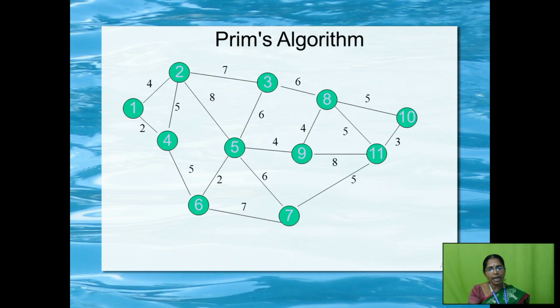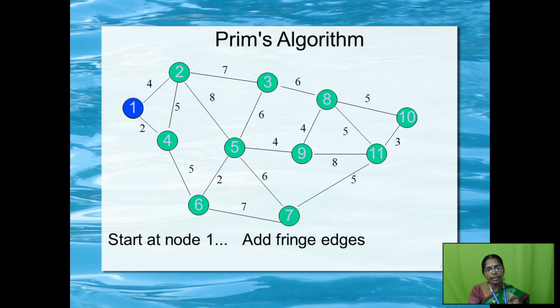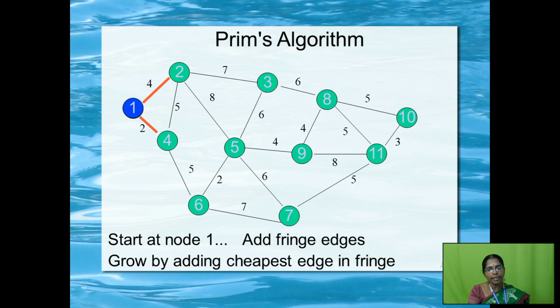So next, this is another example. We are taking the graph for Prim's algorithm. From that graph we have to find the minimum spanning tree. First you take the start node as 1, then add a fringe node. Then we have 2 paths, 2 and 4. Then, growing with the cheapest in the fringe, 4 would be taken. Then it visits 2. No, then it can go with 6.